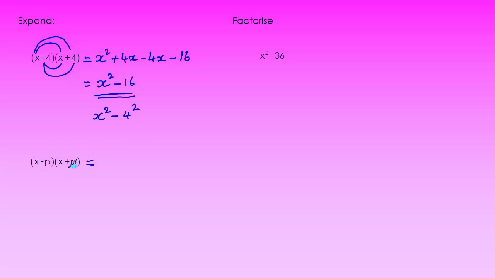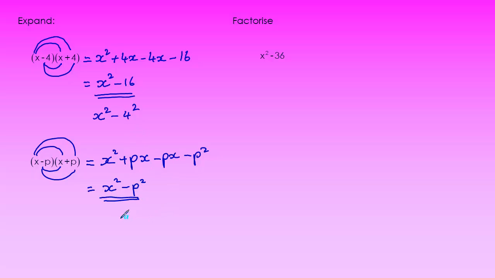If we look at x minus p, x plus p, we get x squared plus px minus px minus p squared. So once again the middle terms cancel out, giving us x squared minus p squared.